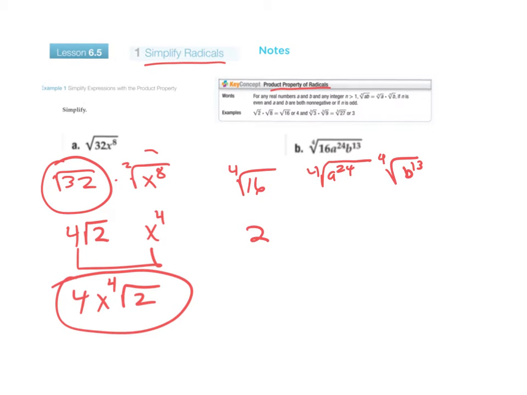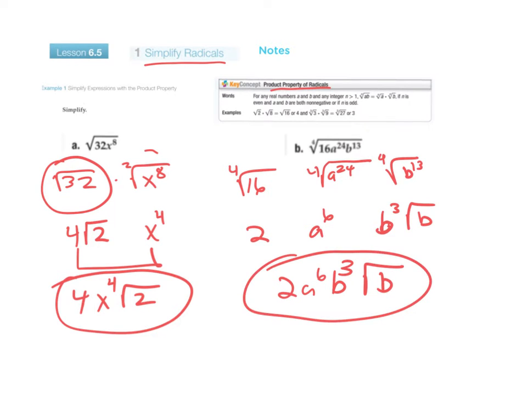We divide 24 by 4, so we're going to get a to the 6th power. And if we divide 13 by 4, we're going to get b to the 3rd power, but we're going to have 1 left over, so that b stays inside. Because 4 goes into 13 3 times, but there's 1 left over, and that's what stays in the radical. So anything outside the radical stays outside the radical, anything inside stays in the radical, and that's how we simplify.